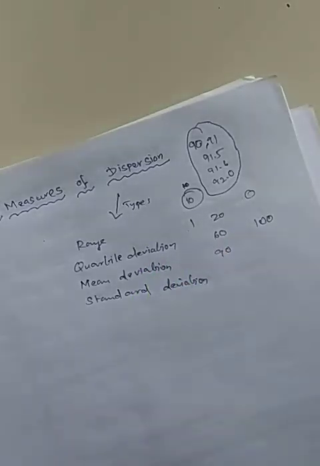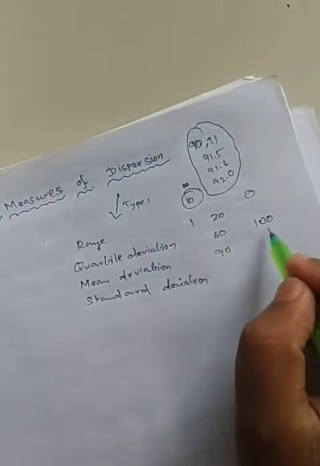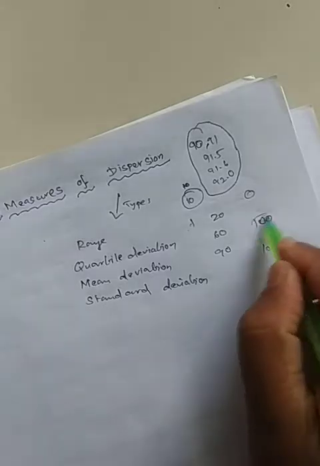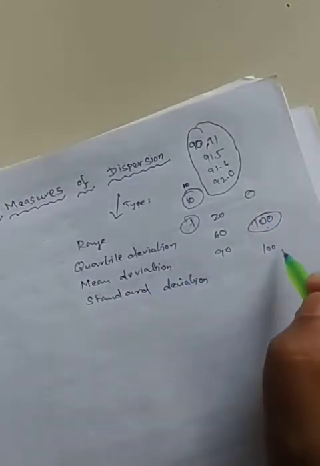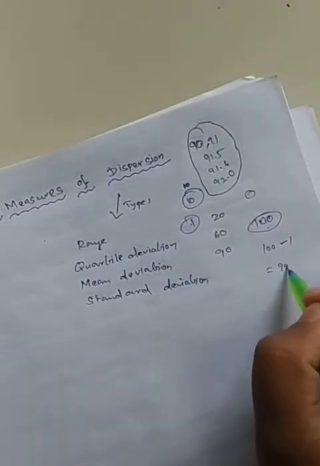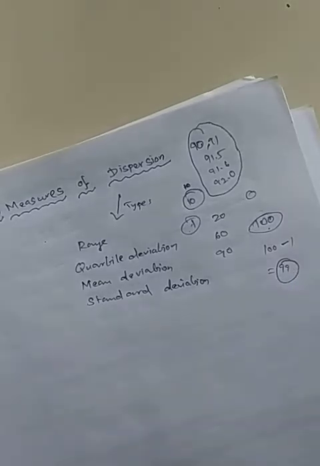How much it's scattered. What's the range now? From where to where? Maximum 100, minimum 1. So 100 minus 1 is 99. The dispersion is wide. Which means we need to study how close the data is. So that's why we say dispersion means how it's scattered, how the data is spread.